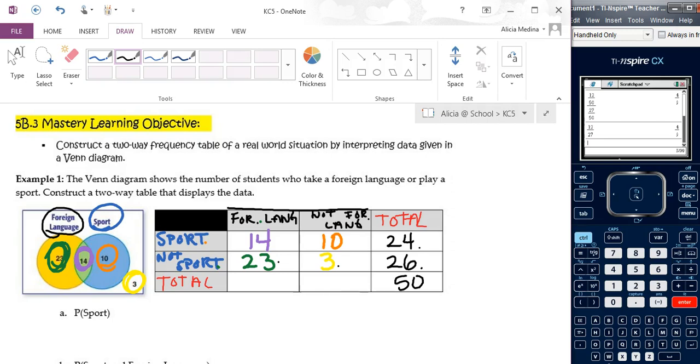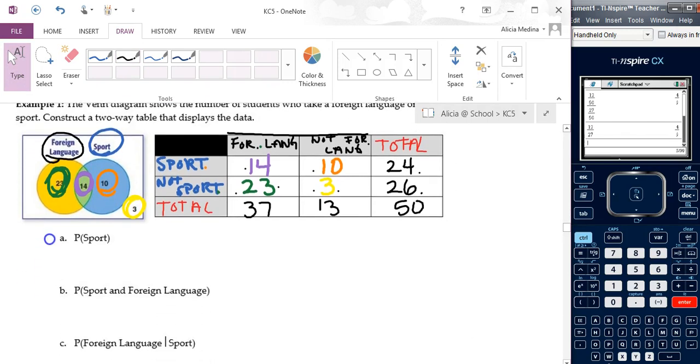So now what I'm looking at is 14 plus 23. That's going to be 37. And then I'm going to add 10 plus 3. That's going to give me 13. And just to triple check, does 37 plus 13 equal 50? Yes, it does. All right, so now everything's filled out, and I can go ahead and try to solve some of these probabilities.